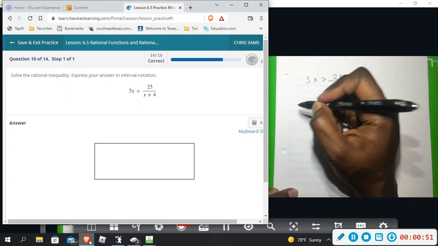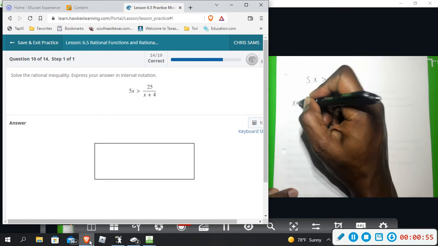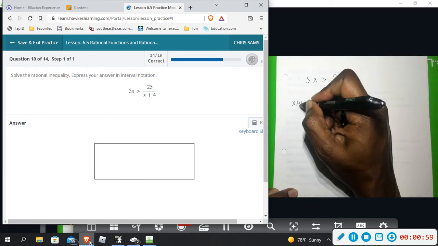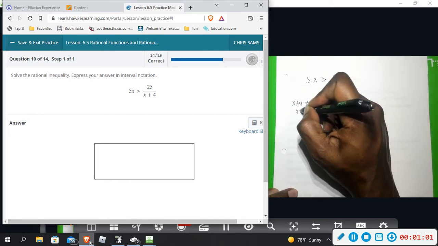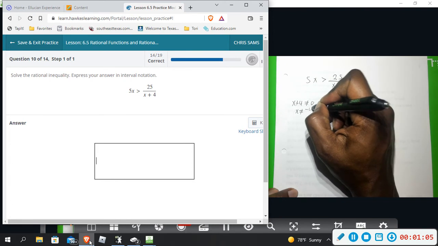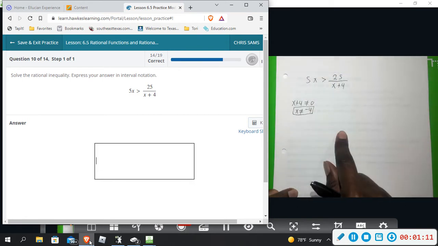So we'll say x plus 4, we'll just say cannot be 0. And if we subtract 4, we'll get x cannot be equal to negative 4. So this is one of our critical values. All right, and then we're going to solve this whole thing and see what makes it 0.